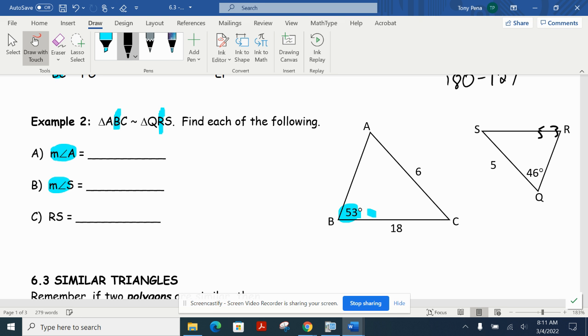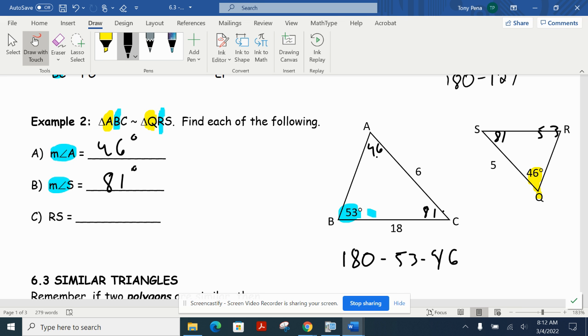And then in the same way, if we knew that angle Q was 46, Q is the first letter listed, that means angle A, the first letter listed in the other one, must also be 46. Then we have our 180 degree idea. These have to be congruent as well. So these would add up to be 99. So if we did 180, subtract away the 53 and the 46, what was that, 81? That should give us 81 degrees. And then now we're all set to answer these two questions. So angle A would be that 46 degrees. And then angle S would have to be 81 degrees.